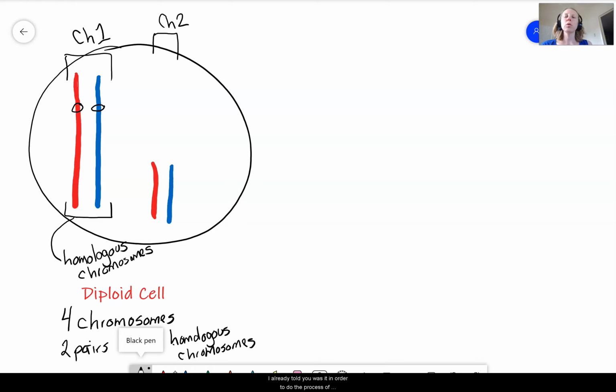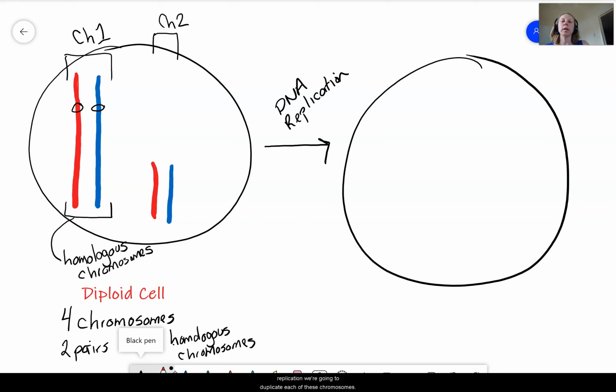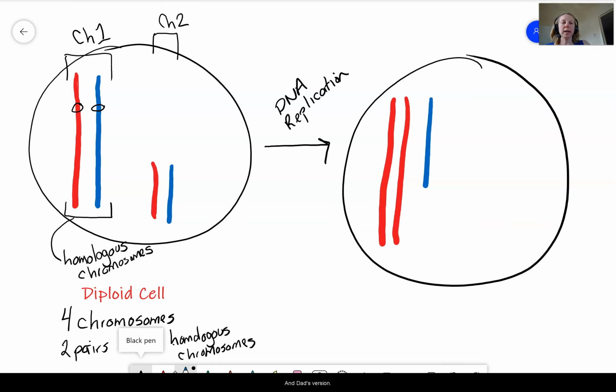All right, and now what I already told you was that in order to do the process of meiosis, we're first going to have to do 1 round of DNA replication, followed by 2 rounds of cell division. So let's talk about that DNA replication first. During DNA replication, we're going to duplicate each of these chromosomes. So chromosome number 1 is going to get duplicated, both mom's version and dad's version. And chromosome number 2 is going to get duplicated as well, both dad's version and mom's version.